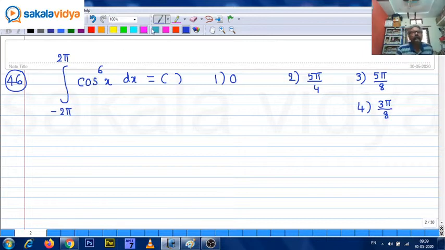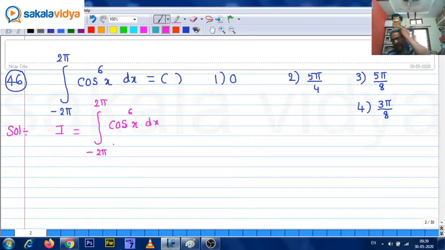Now integral minus 2 pi to 2 pi cos x to the power of 6 dx. So now the solution: say I equals integral minus 2 pi to 2 pi cos x to the power of 6 dx. This is minus a to a, so we need to check whether it is an even or odd function. Since the power is an even number, definitely it's an even function. So cos x to the power of 6 is an even function.